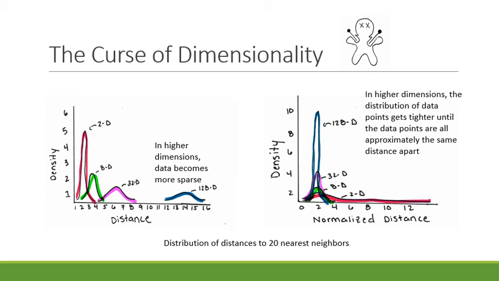So basically, in higher dimensions, data becomes more sparse, and so the distribution of data points gets tighter until all the data points are all approximately the same distance apart. So that's what we use these normalized distances for.